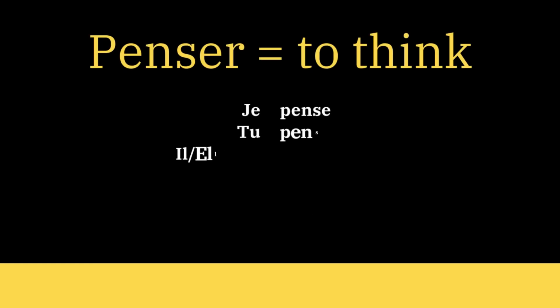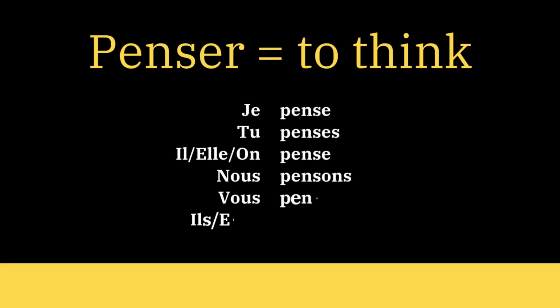Let's look at penser, to think, as an example. To get the root, you drop the ER to end up with pense, P-E-N-S. From there, add on the endings we previously discussed to end up with je pense, tu penses, il, elle, ou on pense, nous pensons, vous pensez, ils, elles pensent.